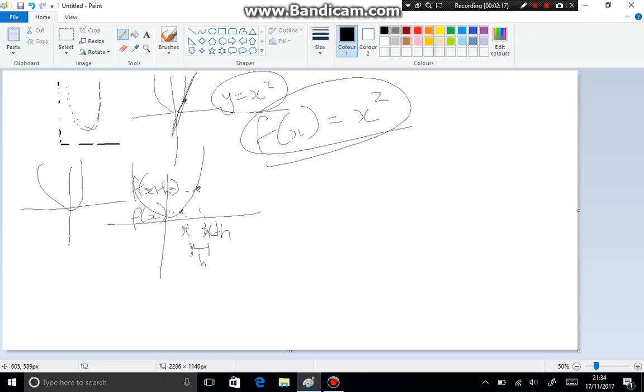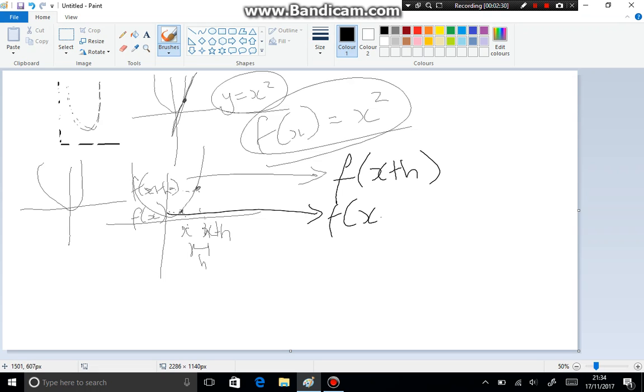Sorry if you can't see it properly. Let me just draw it thicker. Let's use this. There we go, f of x plus h, and at the bottom we have f of x, and it's very straightforward. So let's say, how do you find the gradient of a normal line? Well, m is equal to y2 minus y1 over x2 minus x1.